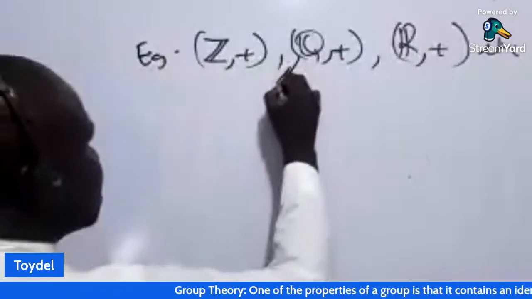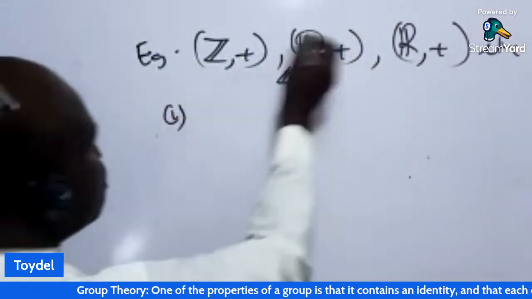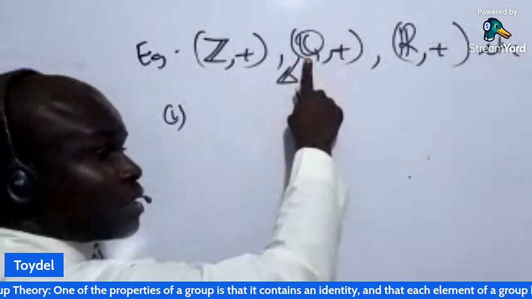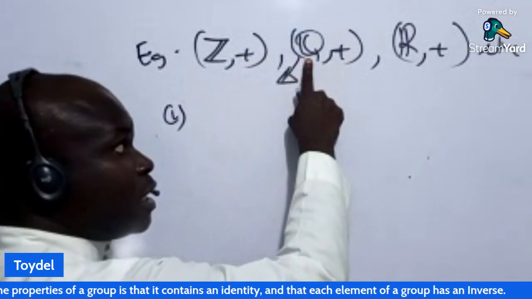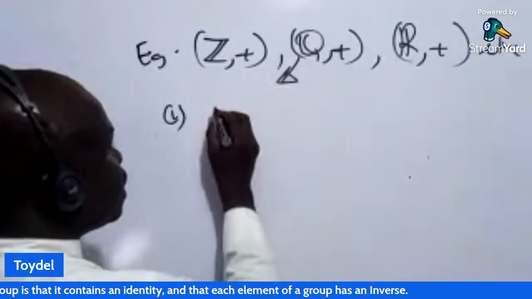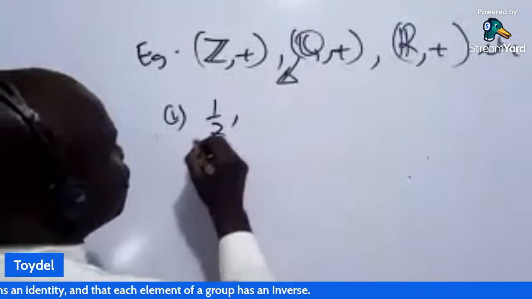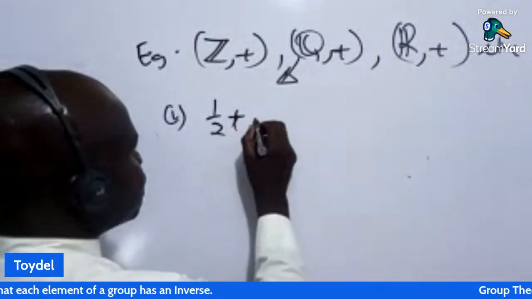So let's check for the rational numbers. The first property is the closure property. Let's pick a rational number, a number that can be fractional, written as A over B. If we say we have a half, then plus 1.